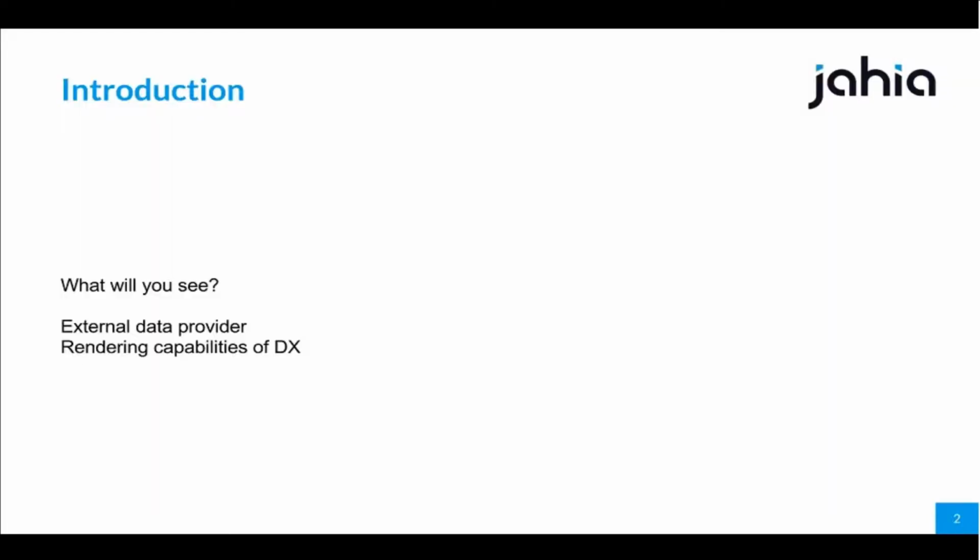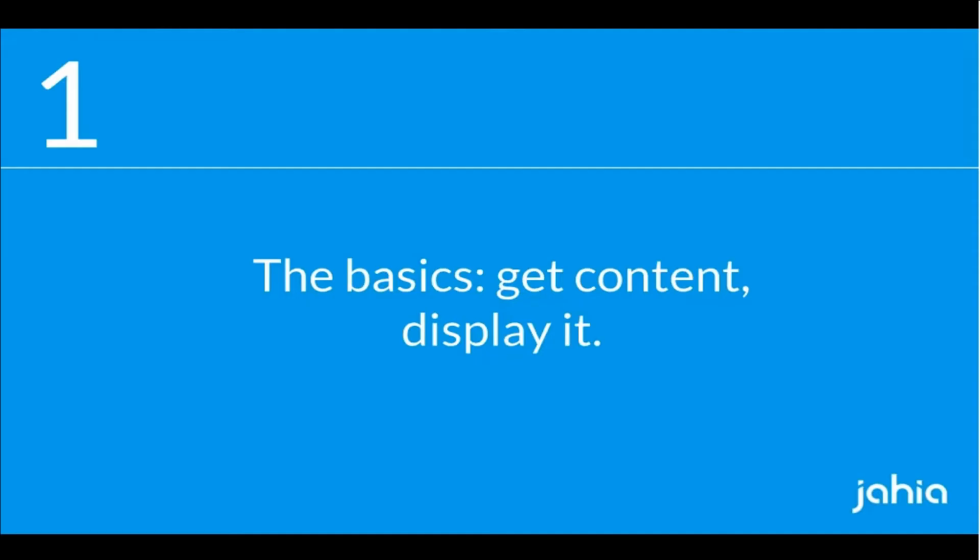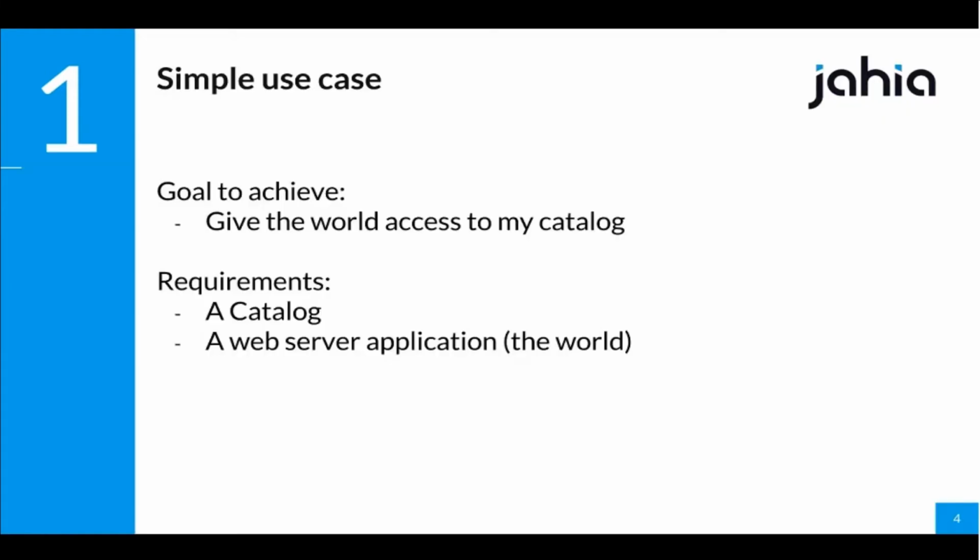What will you see? You will see what an external data provider is and what the rendering capabilities of DX are, what you can use to render your content. The basic concept is to get content that is not created inside DX, but is coming from an external provider. The example here will be based on, for example, a Magento product catalog coming from your commerce platform, or you can connect to assets management, something like that. The goal is a way to give everybody access to your catalog and allow browsing it online.